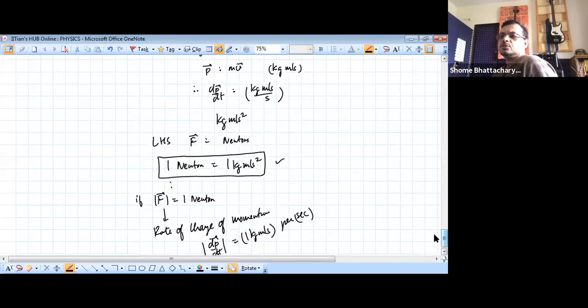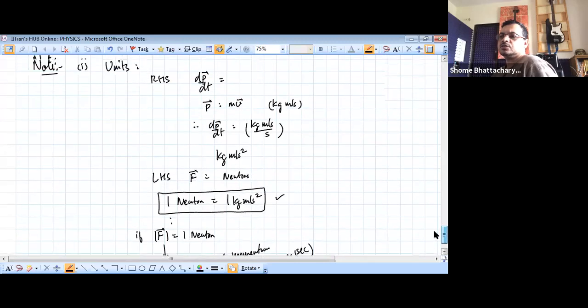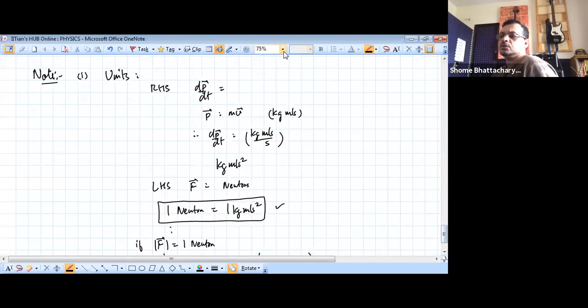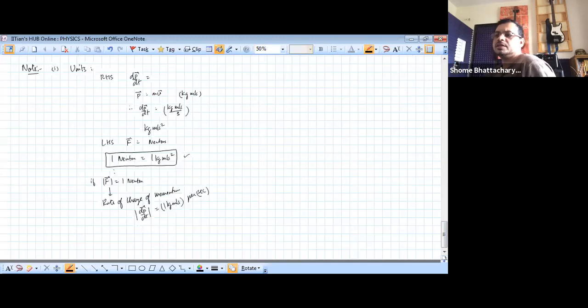So, hope this makes it clear that it's not just about proportionality, it's equal to. So when the force is equal to 1 Newton, the rate of change of momentum equals 1 kg meter per second square. That means every 1 second, the momentum is changing by an amount of 1 kg meter per second.